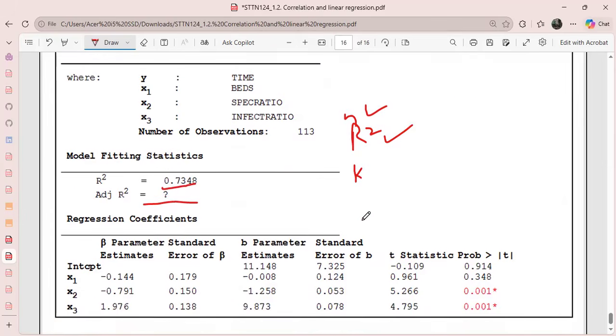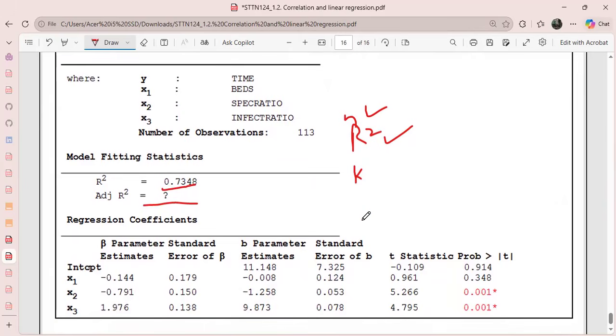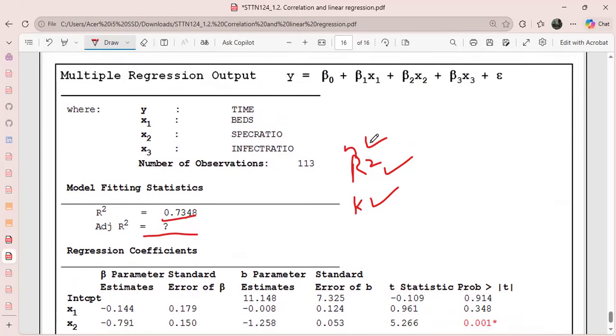You look at the number of independent variables. When you check under the intercept, it's x1, x2, x3, so the value of K will be equal to 3. You only need these three things. Then you already know the formula to calculate the adjusted coefficient of determination, because the minute they put a question mark here, they will ask you to calculate the adjusted coefficient of determination. You substitute n is 113, R squared 0.7348, and k is 3. You substitute, and you get the adjusted coefficient of determination.